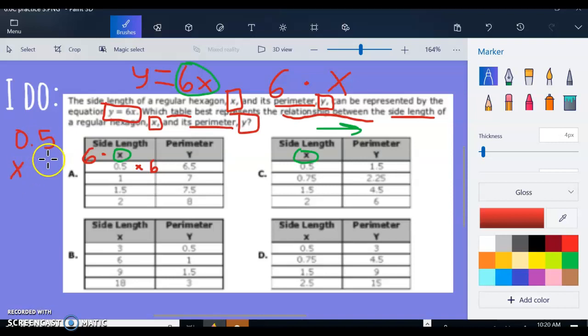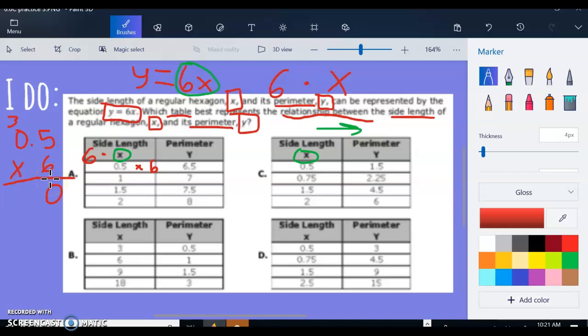So I'm going to do this over here, 0.5 times 6. Now this is how you're going to multiply by decimals. You do not have to line up your decimals when multiplying. Just line it up like a normal multiplication problem. We're going to worry about the decimal at the end of our problem. So 0.5 times 6. We know that 5 times 6 is 30. We're going to do 0, bring our 3 up here.